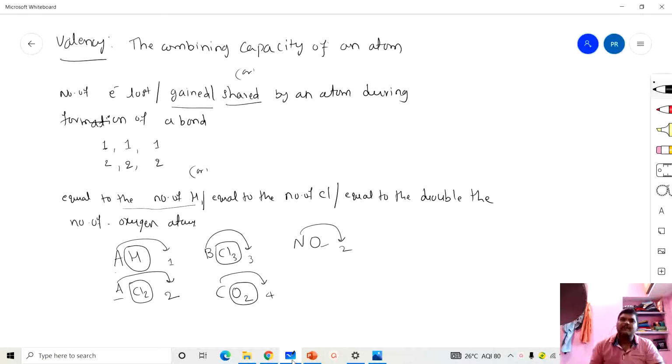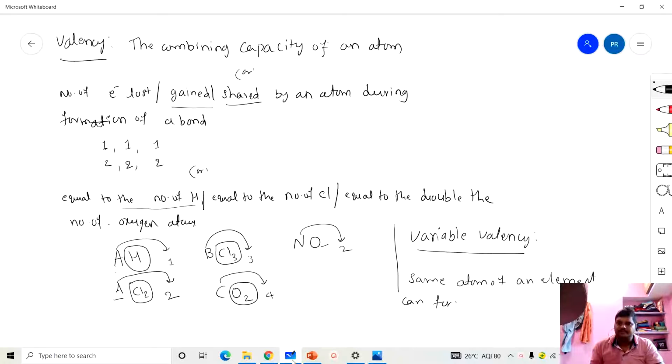Is it clear? And one more thing, variable valency. What is variable valency? The same atom of an element can form more than one valency. That is called variable valency.